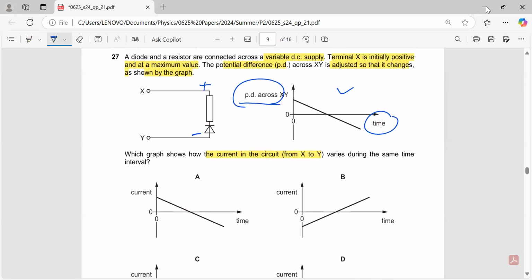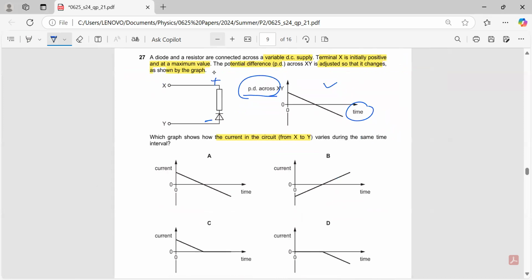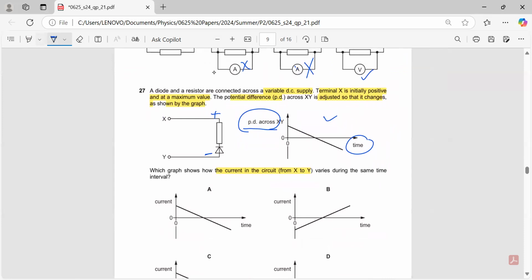To select the shape of the graph, we should know what is forward bias and what is reverse bias. In forward bias, the diode should be connected in such a way that the positive terminal is connected to the p-type side. This is the p-type side of the diode and this is the n-type side. So the positive terminal should be connected to the p-type side and the negative terminal to the n-type side, but here it's opposite. In forward bias condition, the diode allows the current to pass through it. But here the diode is reverse bias.